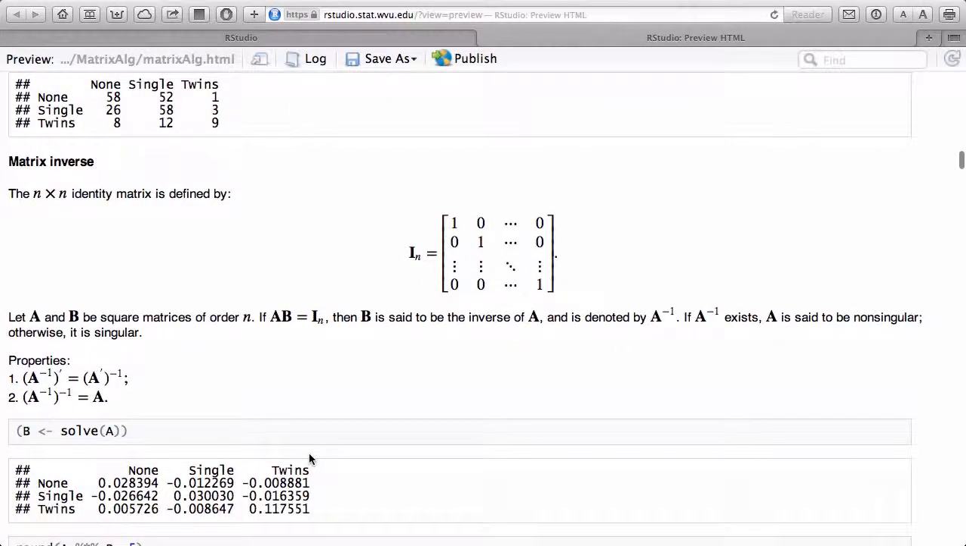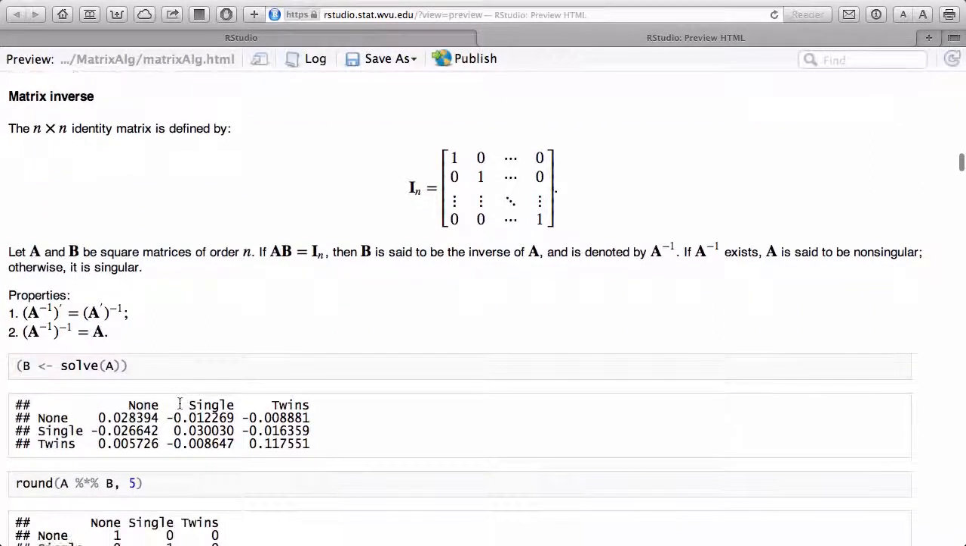So in R, you can simply get the inverse of A by the function solve. Now, solve actually can take 2 arguments. It can actually solve a system of linear equations. So if you give it a matrix, comma, a vector, that's like AX equals Y, and it solves for X. But if you simply say solve of A, where A is a square matrix, then it will give the inverse of A, and we'll call it B.